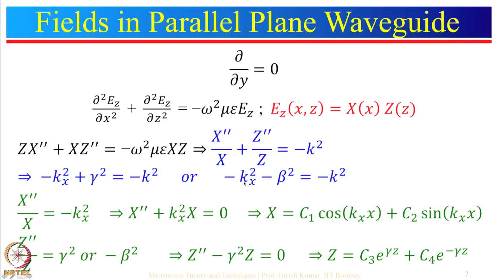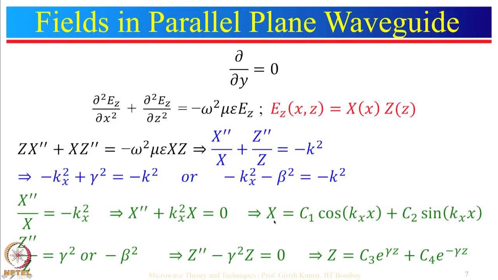Now equate minus kx square to the double derivative of X divided by X, then we get the differential equation: double derivative of X plus kx square times X is equal to 0. The solution of this type of differential equation is c1 cos function plus c2 sin function. So X will be c1 cos kx x plus c2 sin kx x. Similarly, we can find Z, and this will be c3 e raised to gamma z plus c4 e raised to minus gamma z. So this is how we find X and Z.